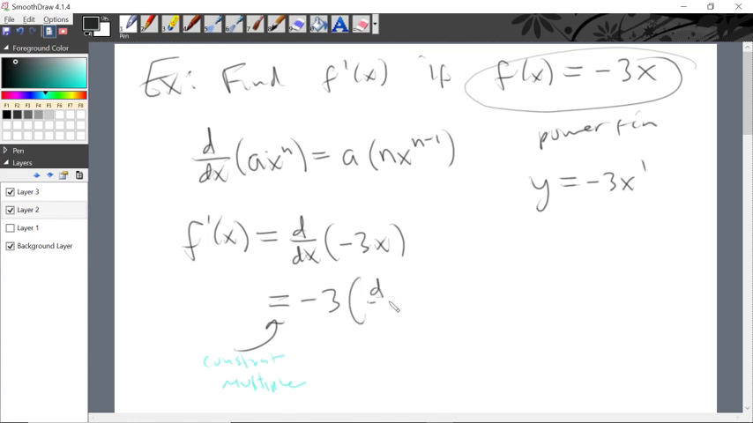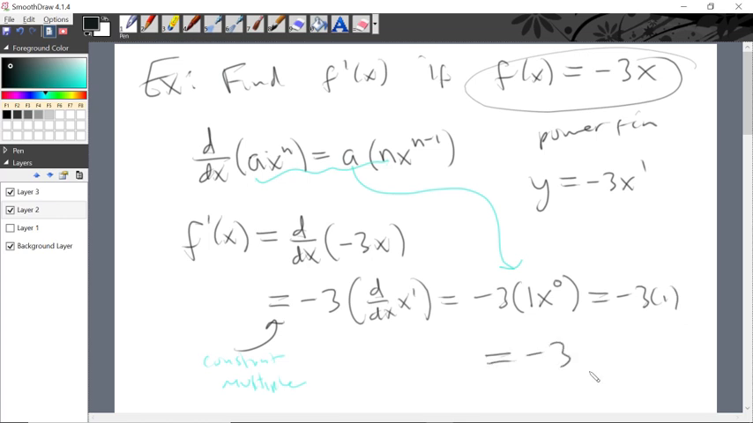And then we have to take the derivative of x, or x to the first, right? So the general power rule says we move the 1 to the front, and then we reduce the exponent by 1. So we get 1 times x to the 0. So there's our general power rule being applied at that stage. And x to the power of 0 is just equal to 1. So this is negative 3 times 1. In other words, it's equal to negative 3. So the function f of x equals negative 3x has derivative equal to negative 3 everywhere within its domain.